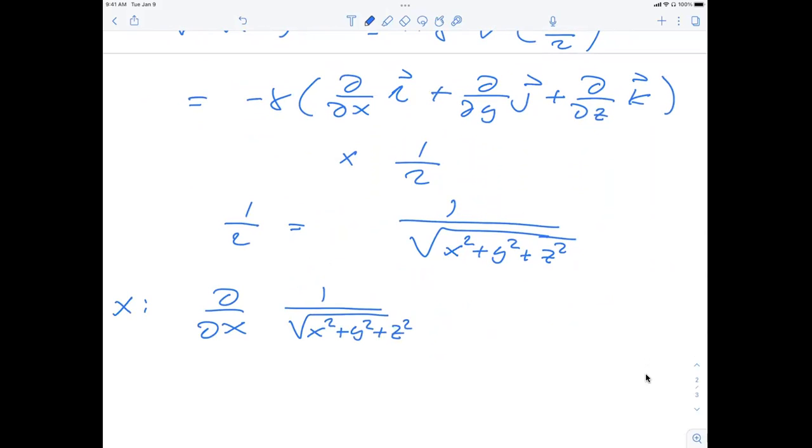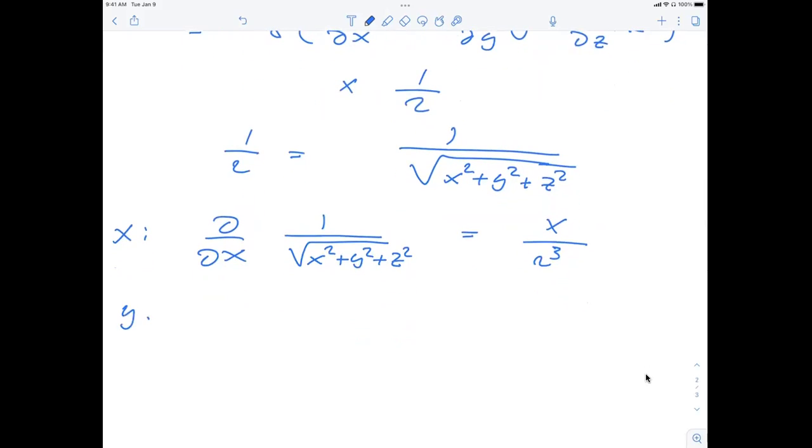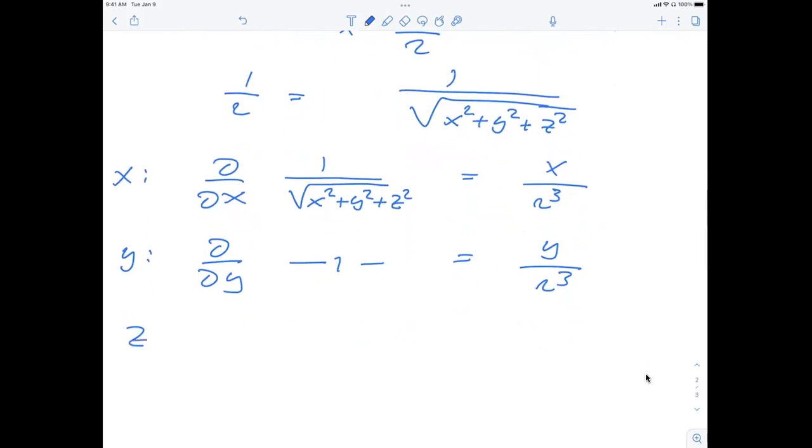And if we do the derivative, what we are going to get then is something which looks like x divided by r cubed. And then we do the same with the y component, d/dy of the same thing. And then we are going to get y divided by r cubed. And then we do the same thing with z, same expression. And then you get z divided by r cubed.